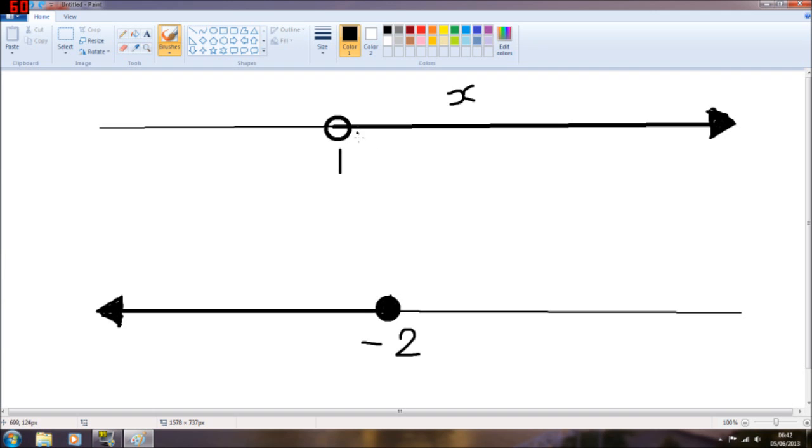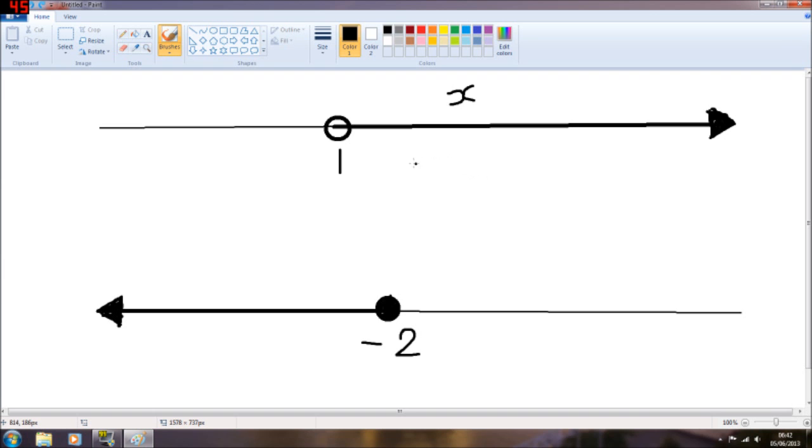Firstly, the open circle represents that this number is not included, and there will always be a number below it. On the line there will be thick sections and thin sections. The thick section represents all the numbers that x can be. And if this line is pointing to the right, it means x is bigger than the number here. And if it's pointing to the left, it means x is smaller.